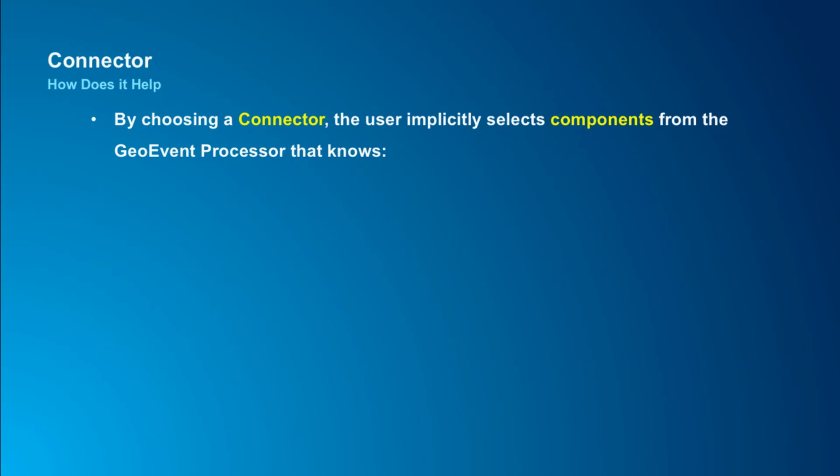Diving a little deeper into connectors again. Functionally, when a user selects a connector, they implicitly select the components inside the GeoEvent Server that know how to receive and send data. We call that component the transport. And they're also selecting the component that knows what the data looks like, which we call the adapter. With that knowledge, the adapter can convert raw data into GeoEvents and from GeoEvents to raw data.